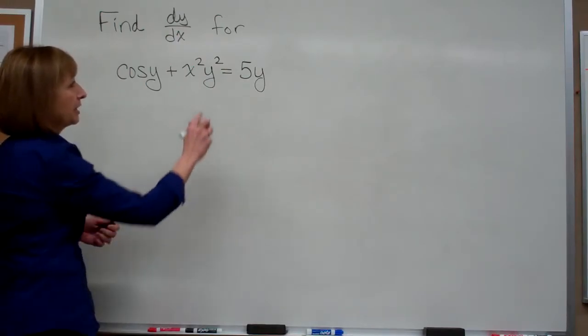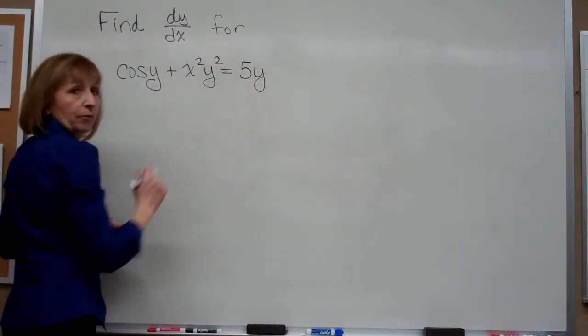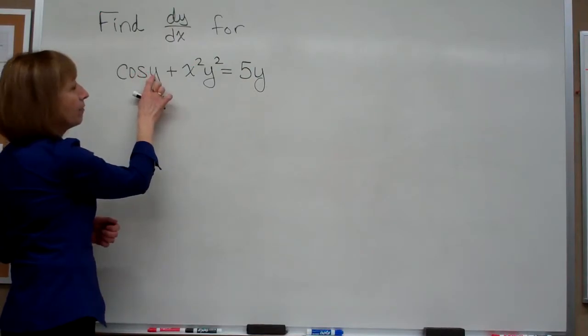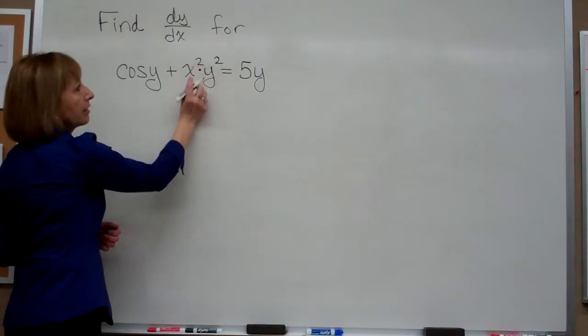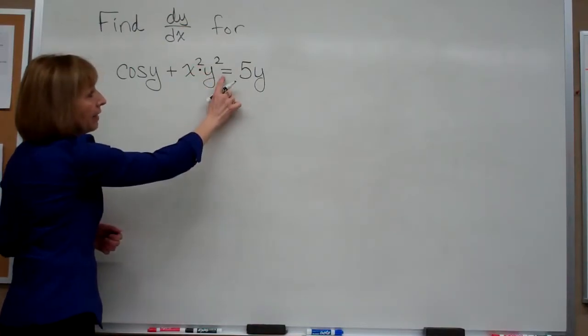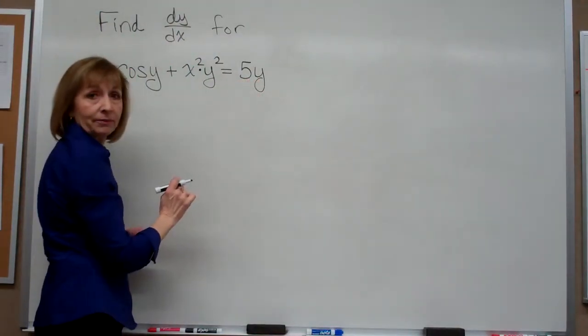So let's look at this particular question. I have two terms on the left-hand side and one term on the right. In my first term, it's the cosine of y. And then in the second term, I have a product of two variable expressions, so I'll need to use the product rule there. And then on the other side of the equal sign, I have a constant times a variable.